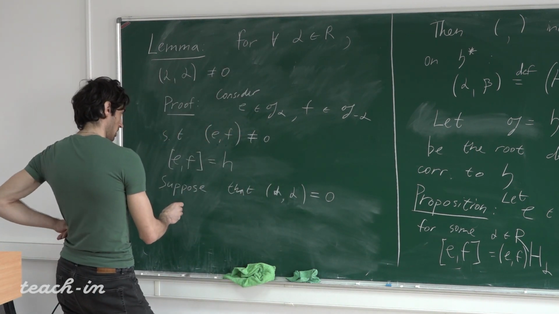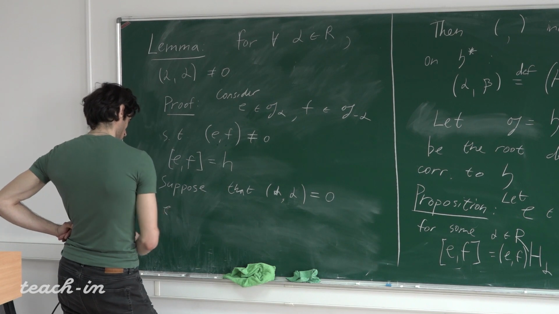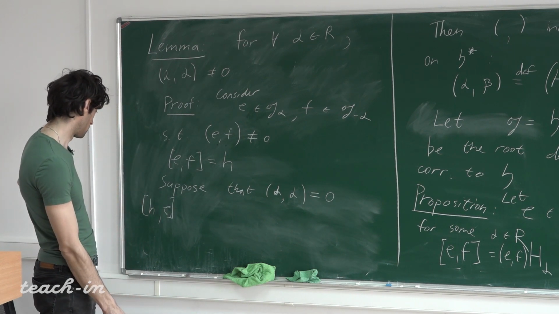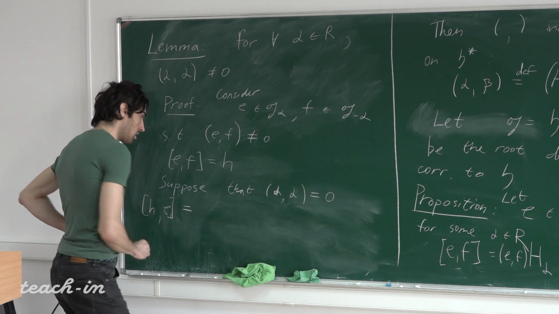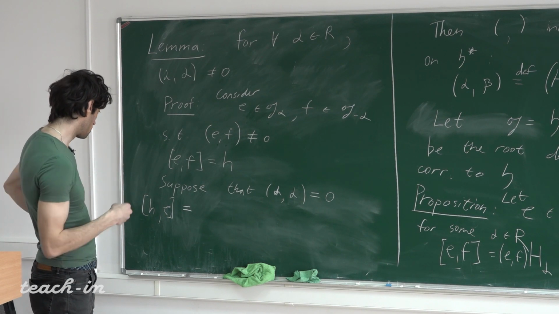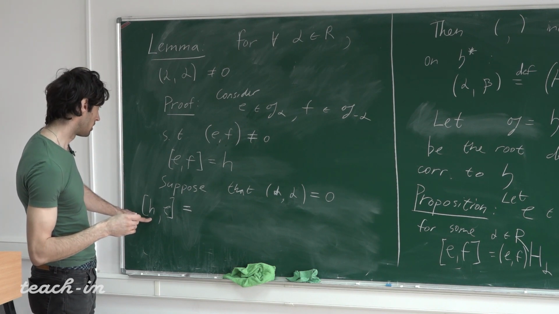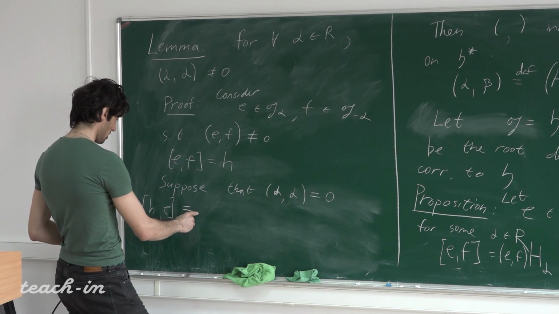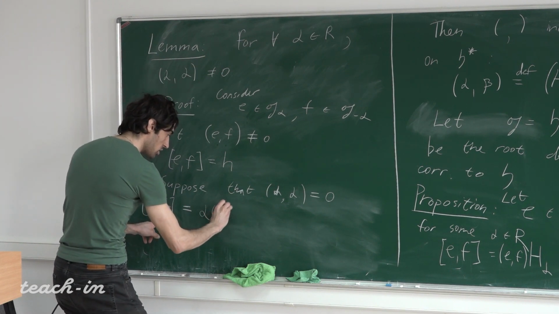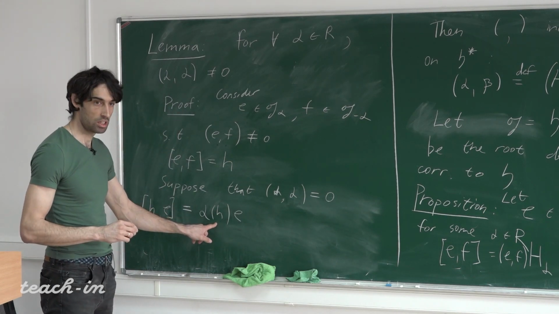Then I compute H with E, the bracket. Just because E is from G alpha, this will be alpha of H small times E. So I'm claiming that this is actually 0.